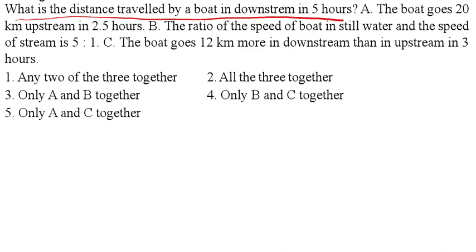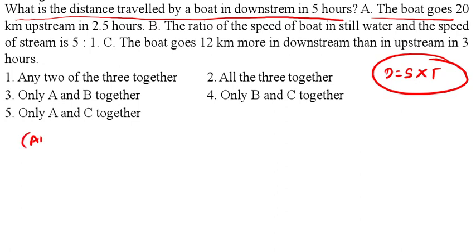The distance formula is speed into time. Distance equals speed into time. Now, what is given in A? The boat goes 20 kilometers upstream in 2.5 hours. So, what will be the upstream speed? 20 by 2.5 is equal to 8 kilometers per hour. By using the upstream speed, we can't find the downstream speed. So, by using A alone, we are not going to get the answer.